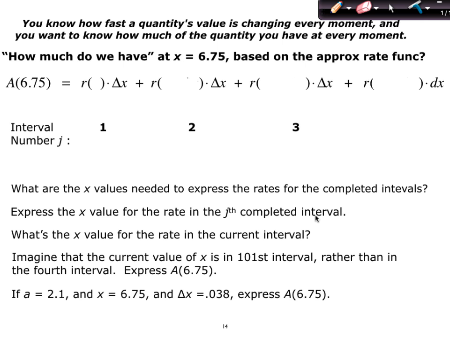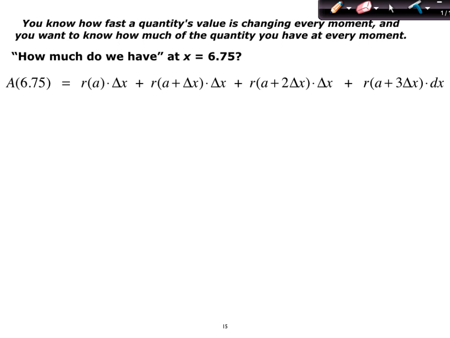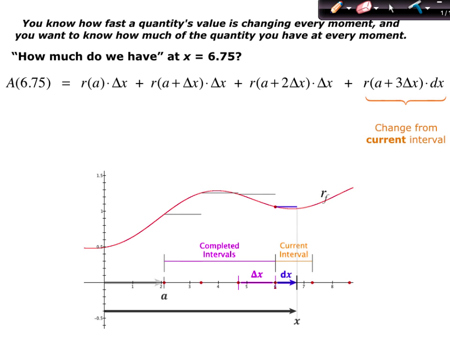And let's do that. So we talked about this. How many completed intervals to reach the current interval? How many? In any situation, how many completed intervals do we go across to get to the current? Nope. J is a changing value for the completed intervals. So how many of the complete intervals do we go across to get to the current interval?